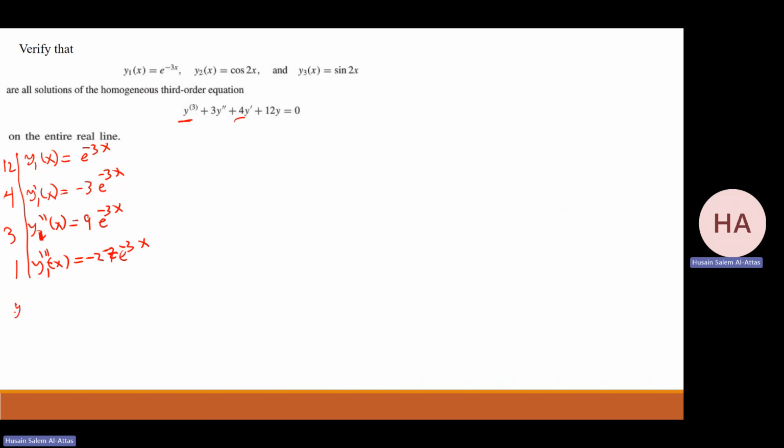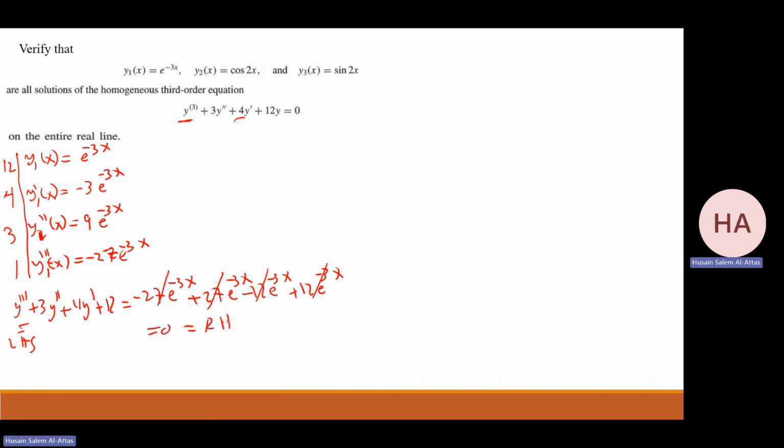So I have the third derivative plus 3y double prime plus 4y prime plus 12y. This by 1: minus 27 e to the minus 3x. 3 times 9 is 27, e to the minus 3x. Minus 12 e to the minus 3x. Plus 12 e to the minus 3x. Very clear, this cancels, cancels, cancels. It's equal to 0, which is the right-hand side. So for sure, y1, e to the minus 3x, is a solution.